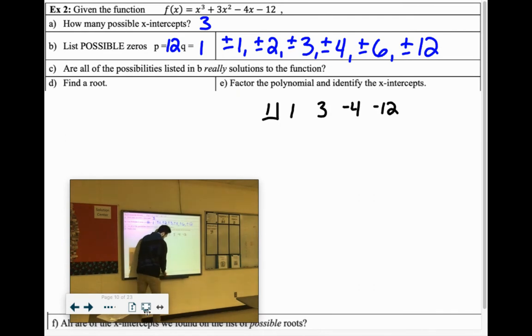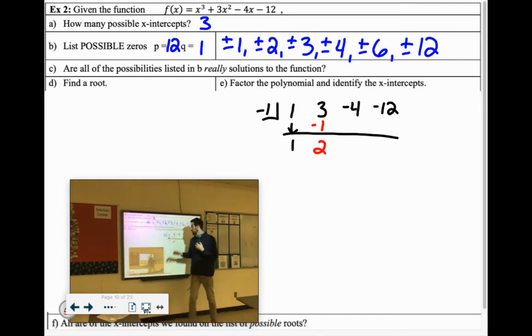Whoop. Let's try -1. -1 times 1 is -1 plus 3 is 2. -1 times 2 is -2. -4 plus -2 is -6. -1 times -6 is oh, that's +6, but it still has a remainder. That one's out.